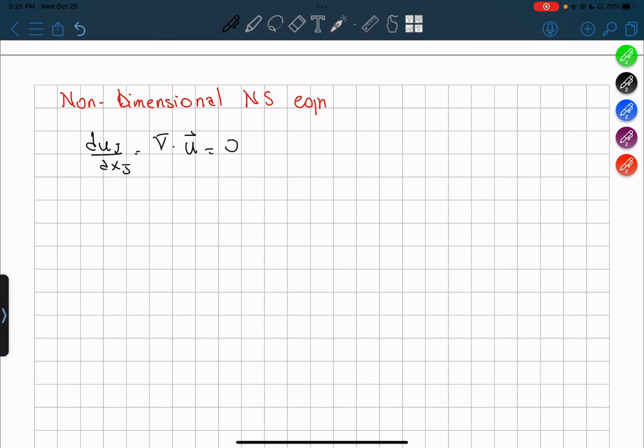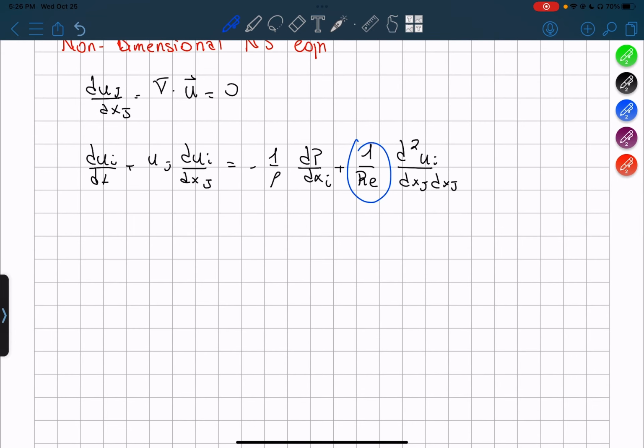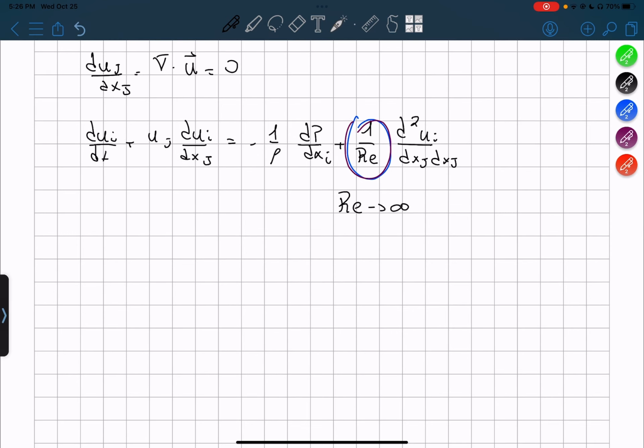And then we take the momentum equation, where we have du_i/dt plus u_j du_i/dx_j equals negative 1 over rho dp/dx_i plus 1 over the Reynolds number d squared u_i over dx_j dx_i. Okay, so when the Reynolds number approaches infinity, this entire term becomes 0, because 1 over Re ends up being 0. So could we drop it from our equation?